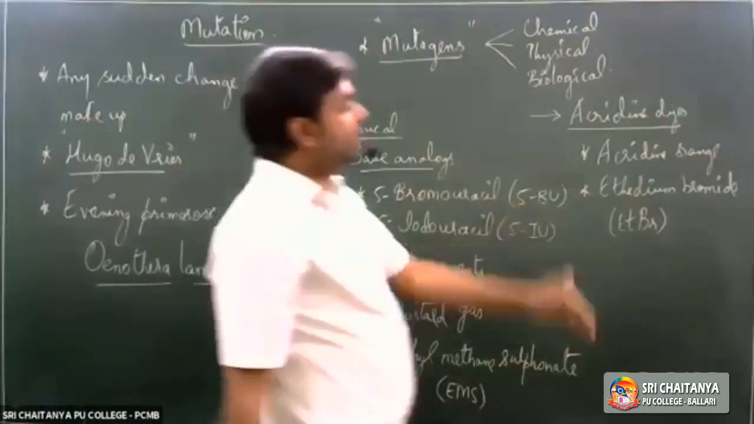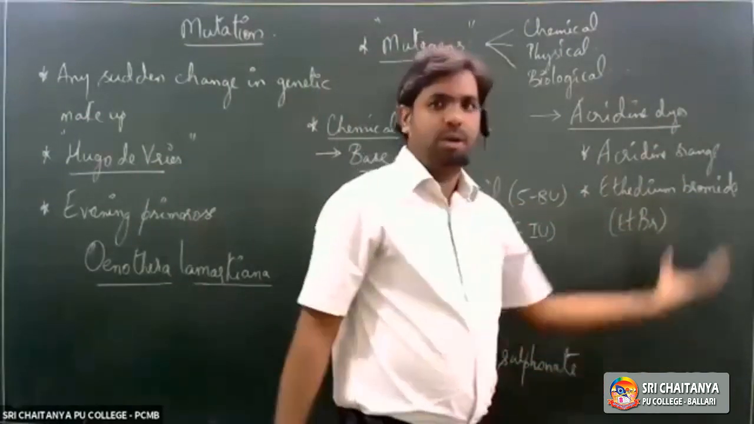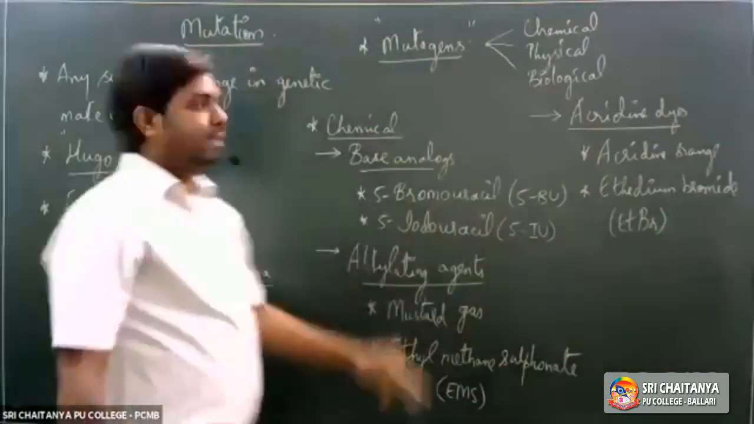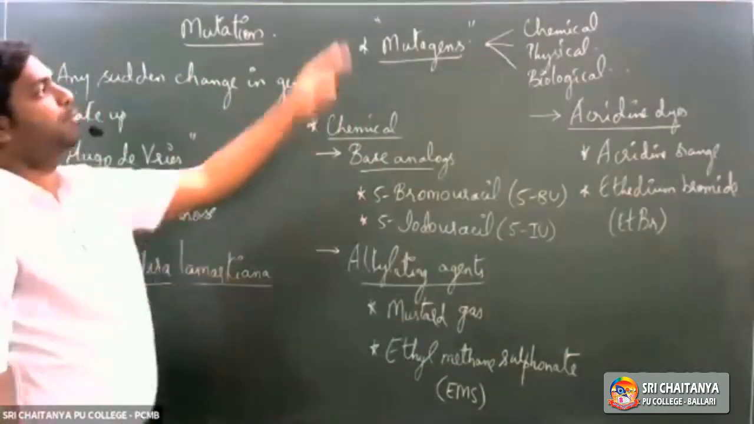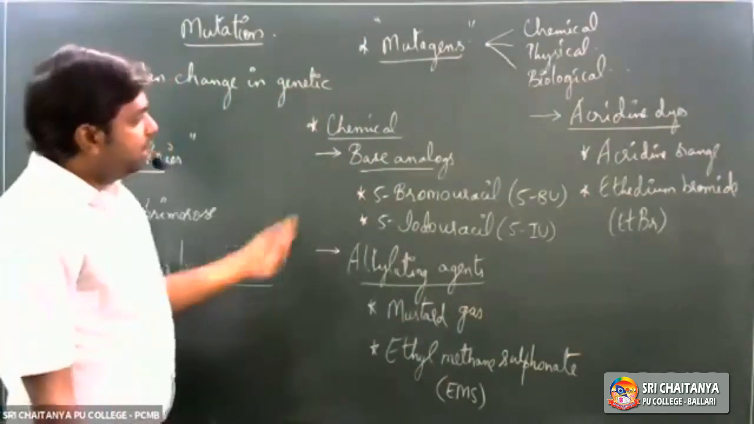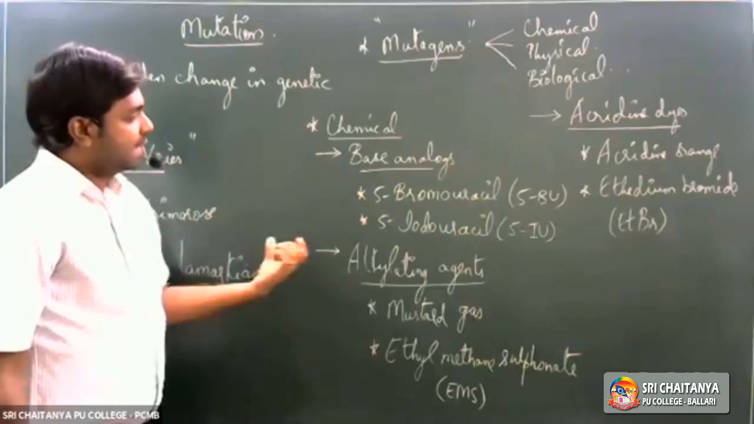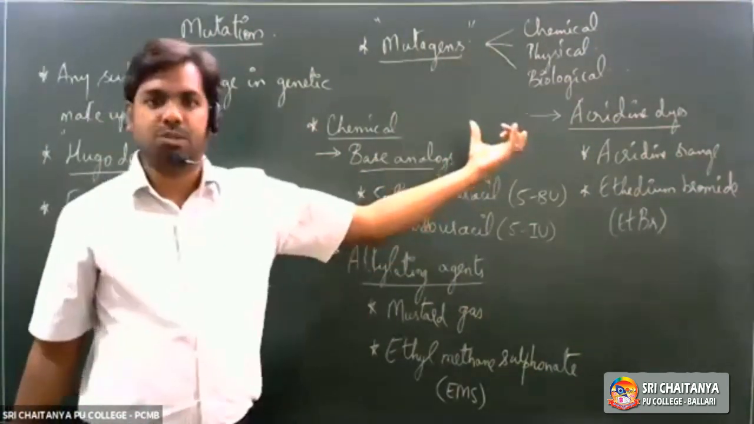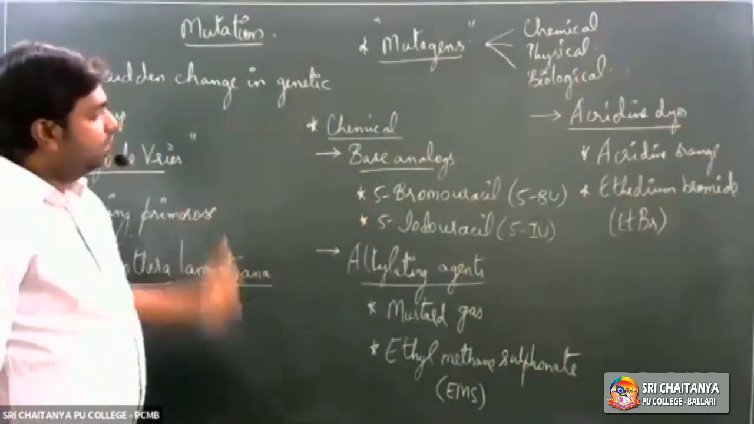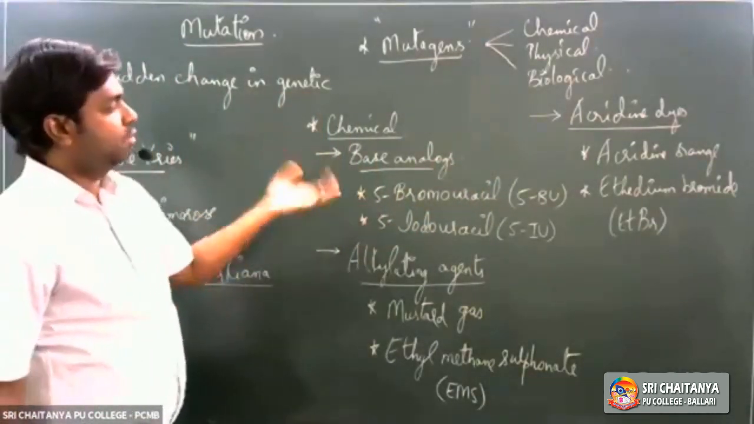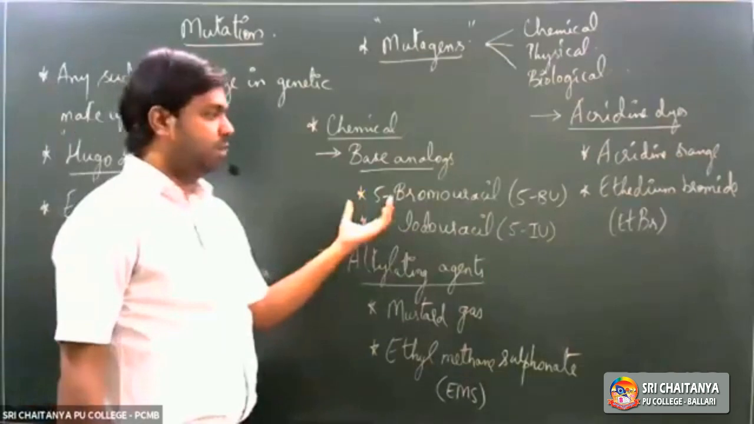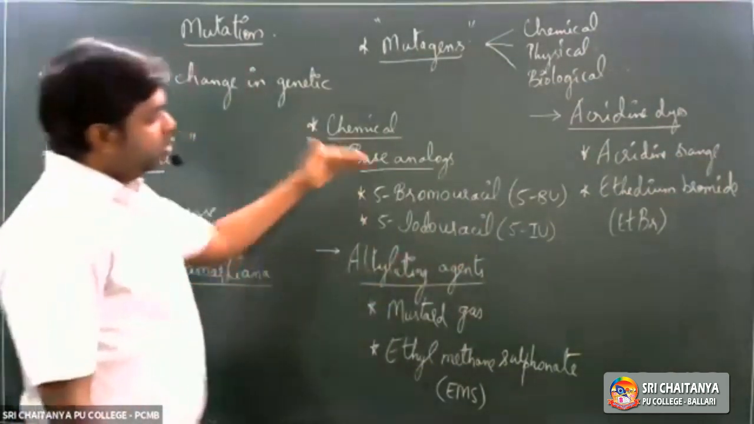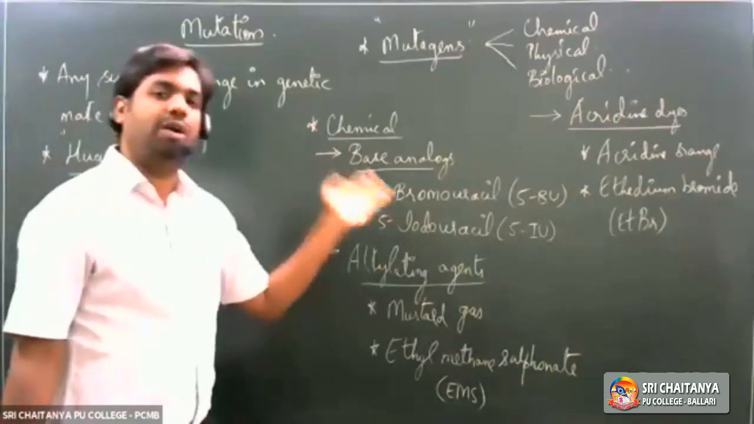So we have ethidium bromide being a carcinogen, which falls under the category called acridine dyes, right? So three different categories we have under chemical mutagens. First one is the base analogs. Second category, alkylating agents. The third category is acridine dyes. A couple of examples in each case. In case of base analogs, we can give the example of 5-bromouracil and 5-iodouracil, right, which are said to be analogous to the nitrogen base called thymine.